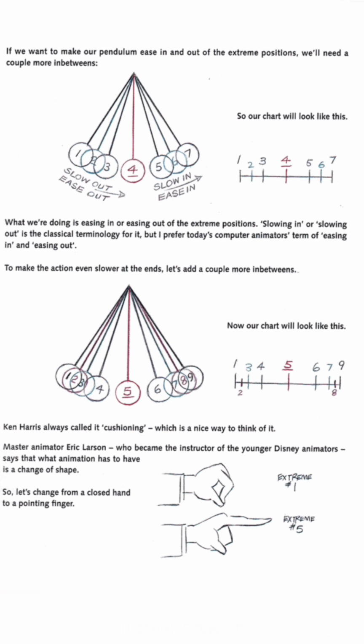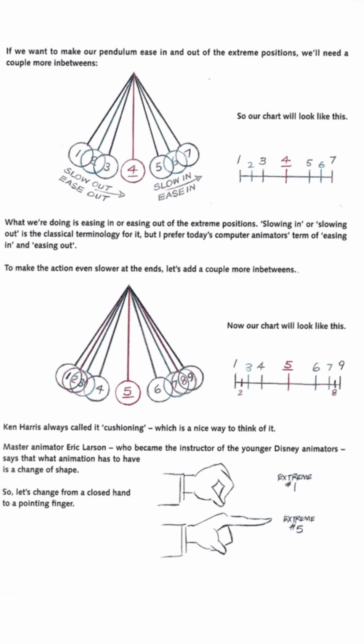To make the action even slower at the ends, let's add a couple more in-betweens. Now our chart will look like this. Ken Harris always called it cushioning, which is a nice way to think of it. Master animator Erik Larsen, who became the instructor of the younger Disney animators, says that what animation has to have is a change of shape.